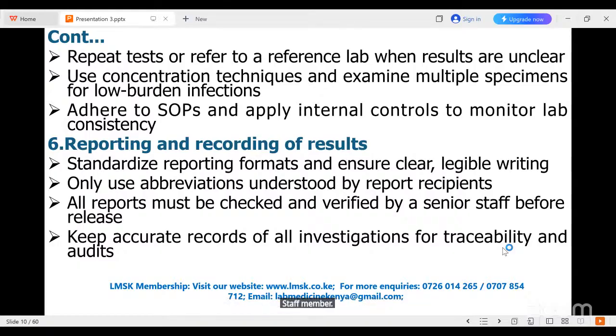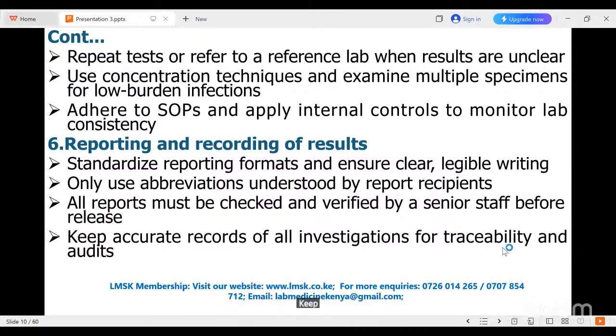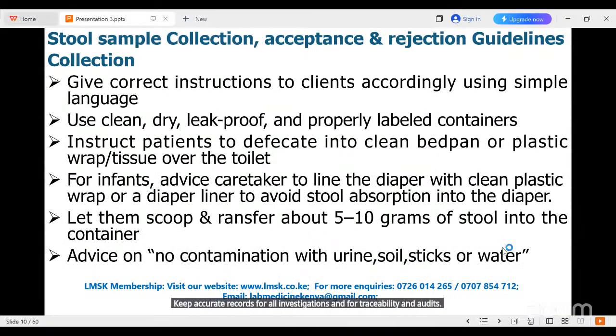So always consult. You can't be the final person to release the results. You always say that someone has to confirm. Your immediate colleague or your supervisor needs to confirm and verify this before you release results. Keep accurate records for all investigations and for traceability and audits.